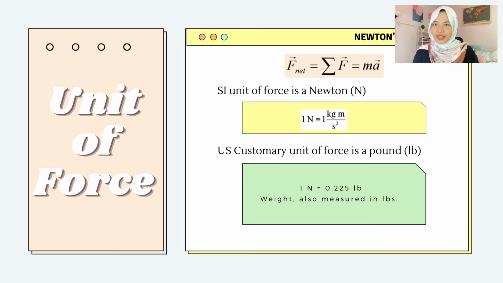Next, I will present to you about the unit of force. The formula of force is F net equal to the summation of F equal to ma, where m is mass times acceleration. The SI unit of force is Newton, and 1 Newton equals 1 kg meter per second squared. In the US customary unit, force is measured in pounds, which is lb, and 1 Newton equals 0.225 lb. Weight is also measured in lb.